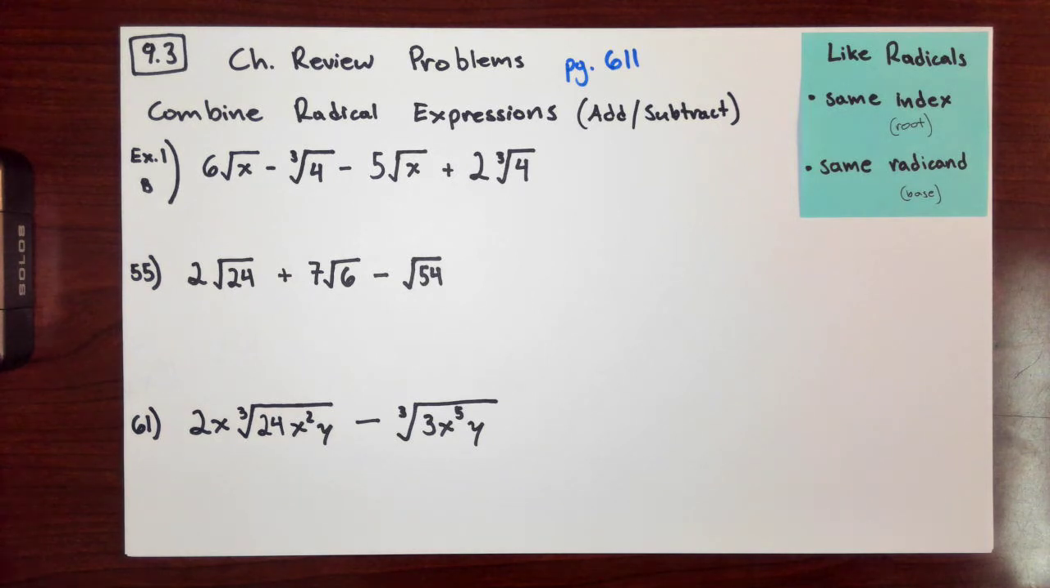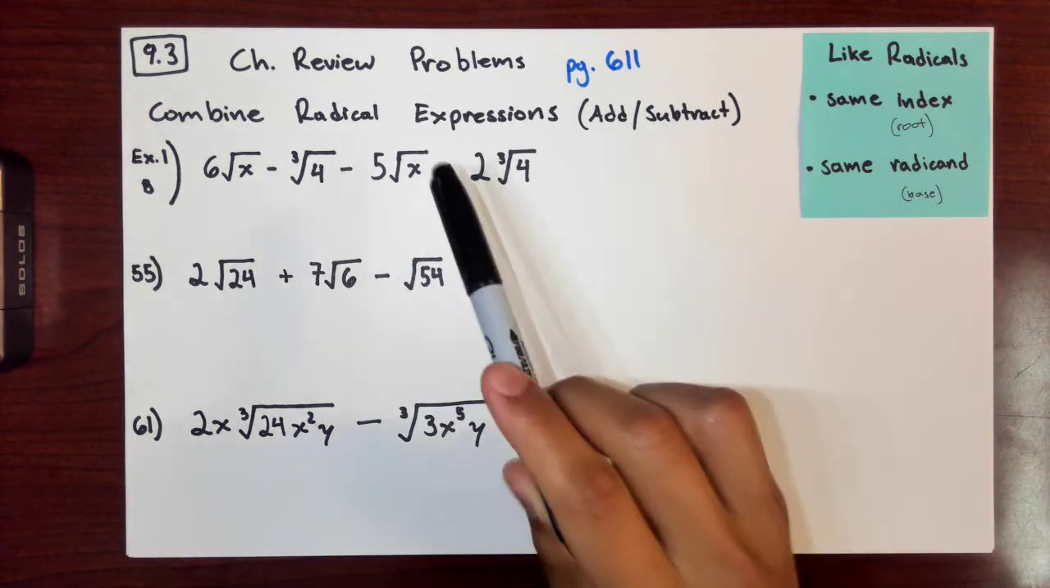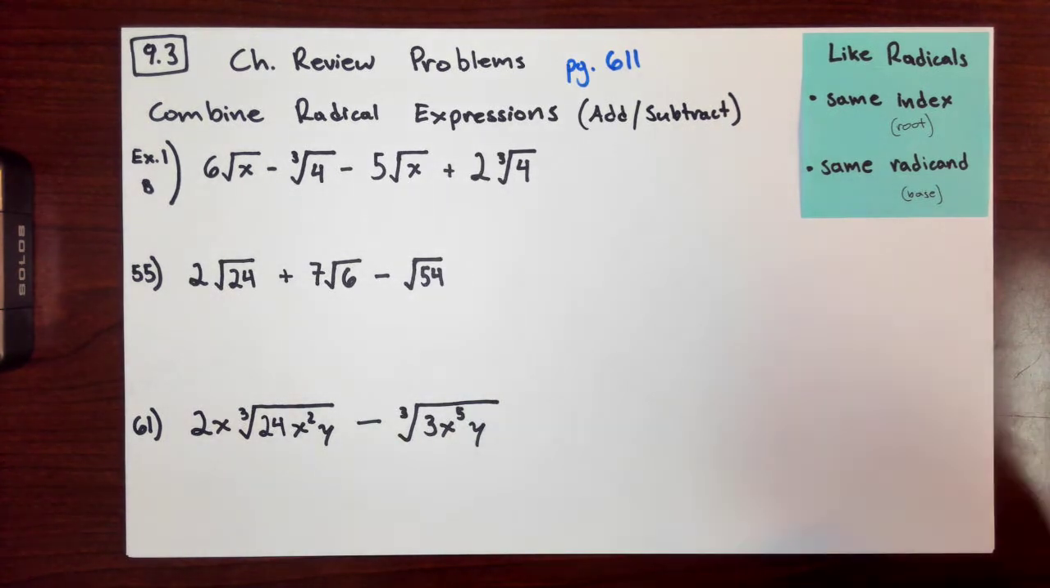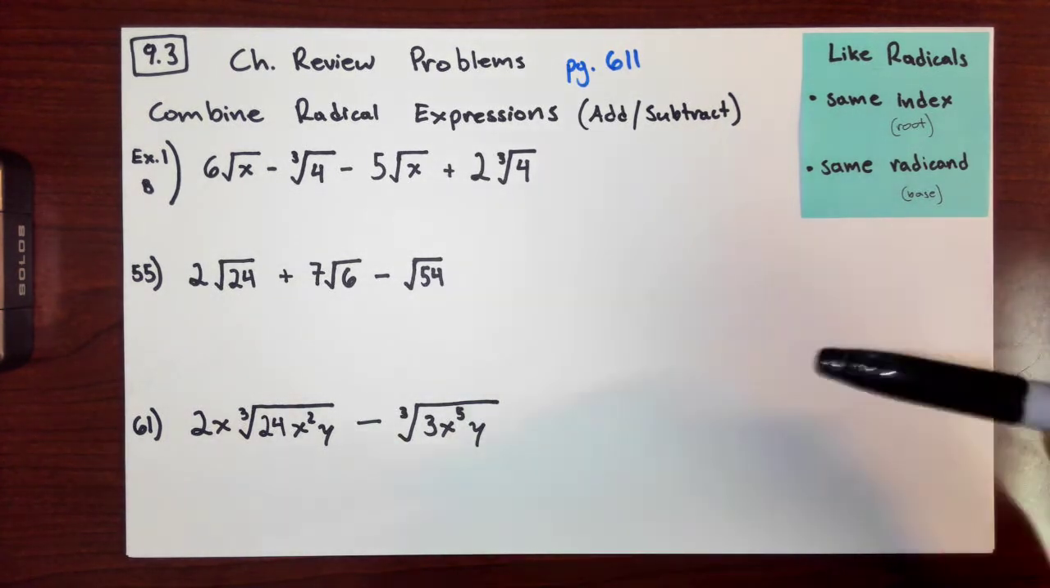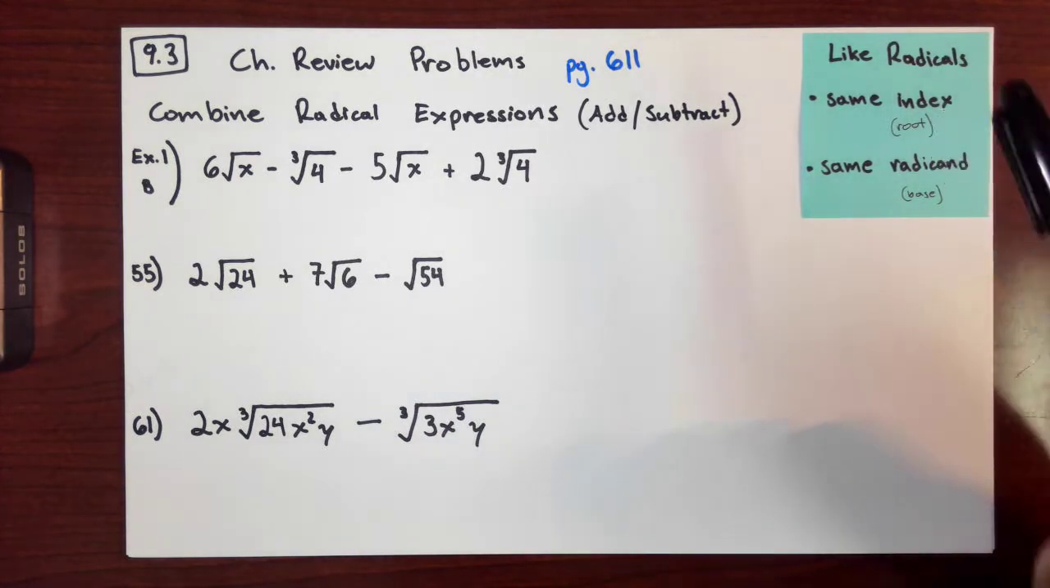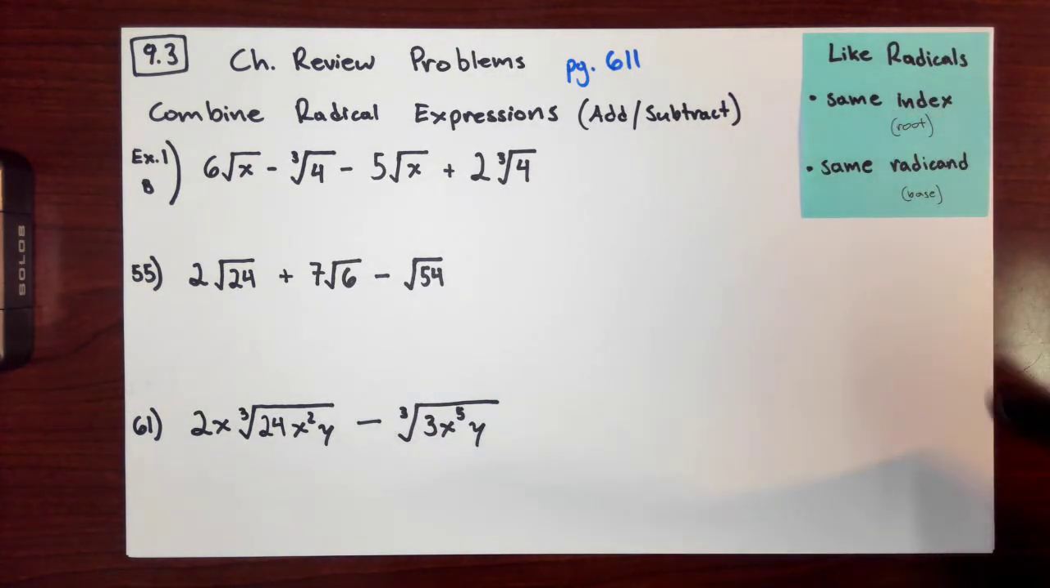All right, we're going to move into section 9.3, the chapter review problems that are on page 611. With these problems, we're going to work on adding and subtracting radical expressions. Quick thing that you should know when we're adding and subtracting radical expressions, it's really important, just like with polynomials and stuff like that, you need to have like terms.